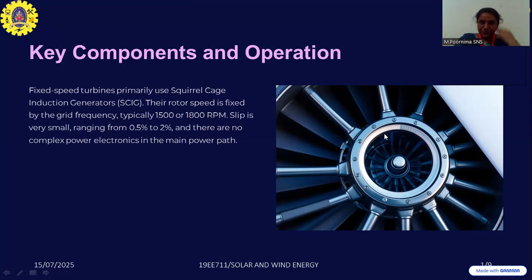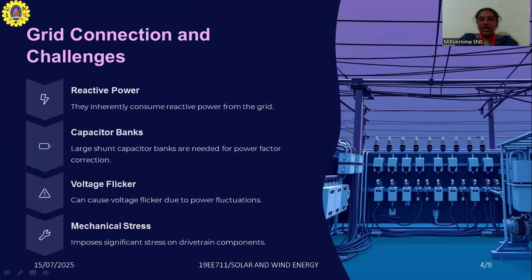Now coming to grid connections and the challenges. What are the challenges we are facing? The first challenge is reactive power. They inherently consume reactive power from the grid, which plays an important role in power transmission. Next is the capacitor bank: large shunt capacitor banks are needed for power factor correction. Then voltage flicker: it can cause voltage flicker due to power fluctuations.